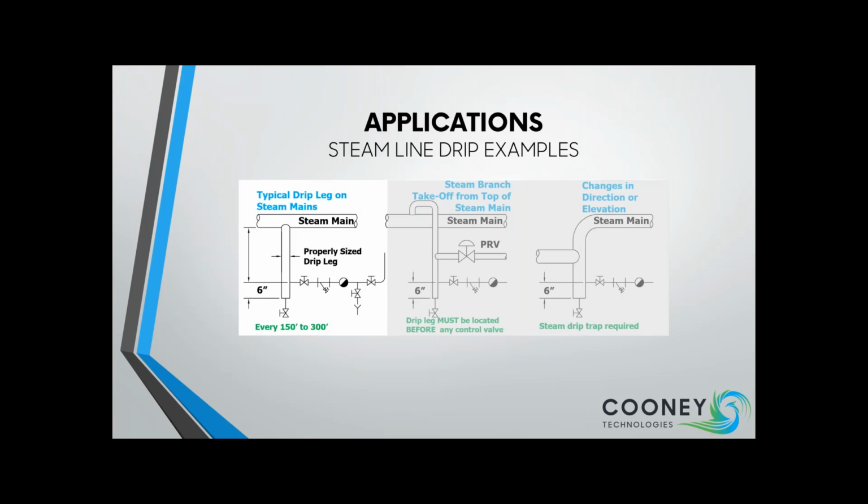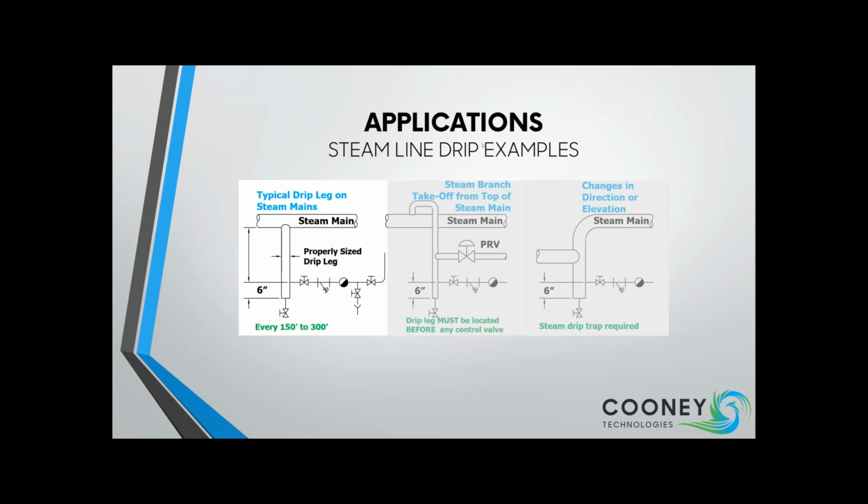Now we're going to look at some applications on steam line drip examples. We're going to look at the first highlighted example. It shows a properly sized, configured drip trap assembly. Note the recommended 6-inch long dirt leg below the level of the steam trap takeoff. That's the industry standard for all drip leg assemblies. An operational blowdown valve at the bottom of the dirt leg really completes the standard design.